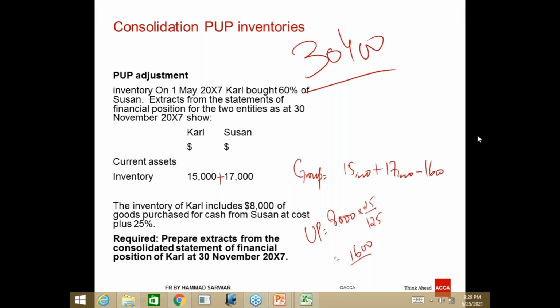The goods are made, but these goods are still held in the inventory. If the question says that the inventory includes 8,000 of the goods purchased from the subsidiary, but they have sold that inventory outside the group, then at that time, there will be no need to adjust that inventory.